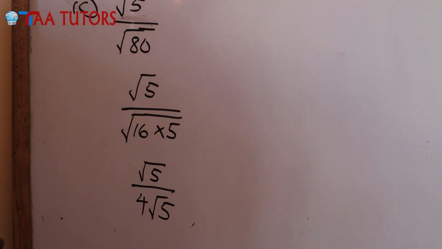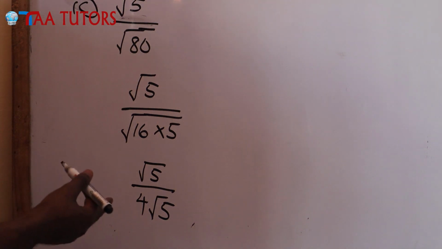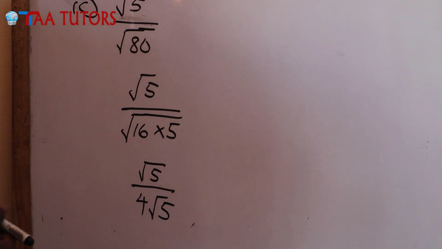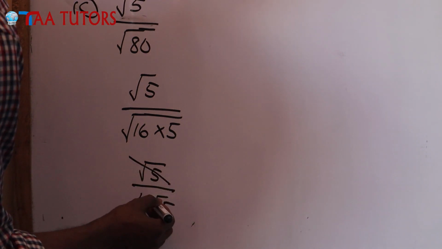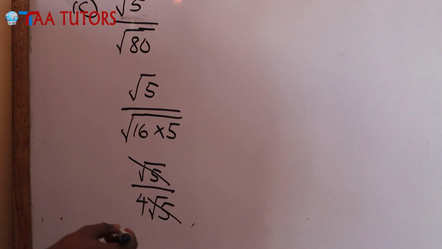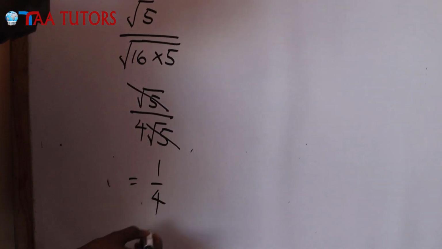If we have this particular problem here, we can solve it by either multiplying by the conjugate of the denominator, or simply cancelling, because I can simply take out this one. And then I say the answer is a quarter.